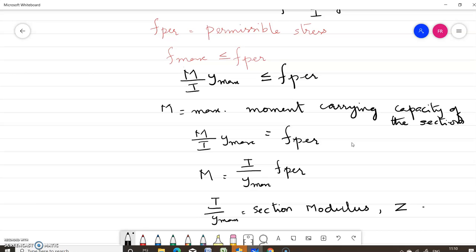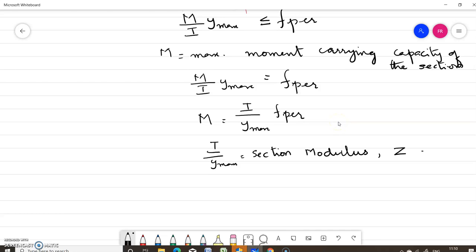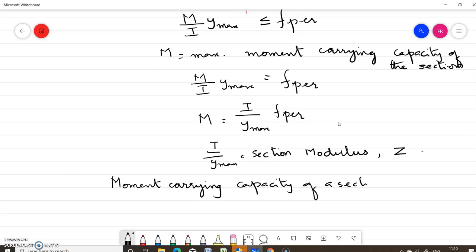Thus moment carrying capacity of a section is given by M equal to F permissible into Z.